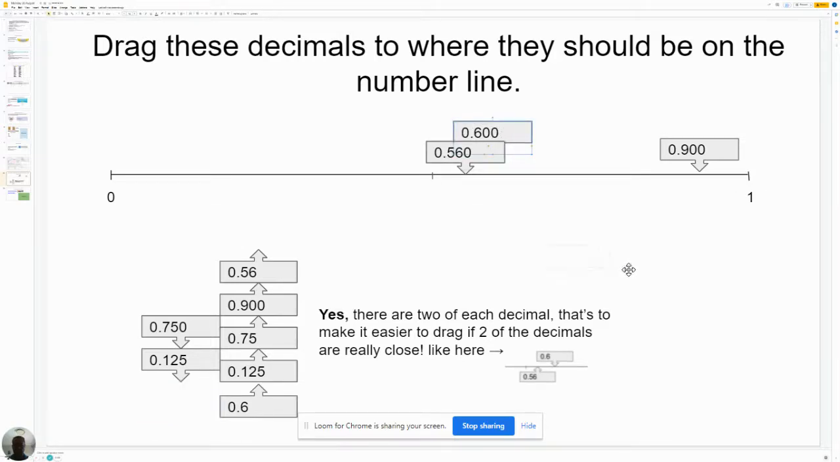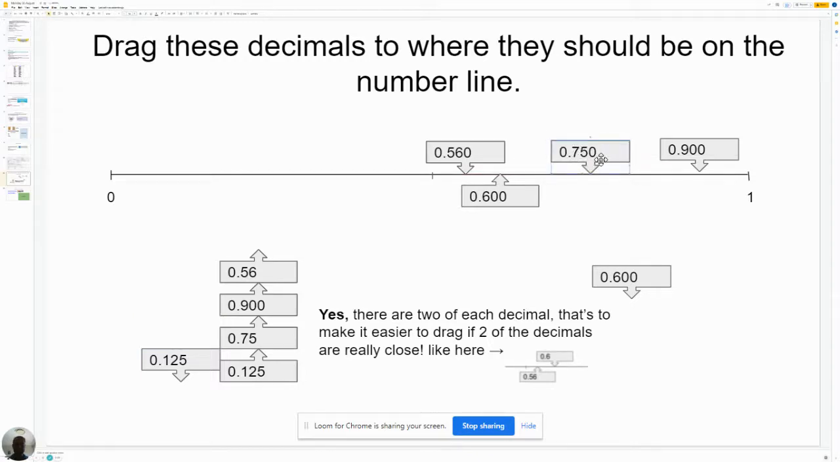Oh, or I could just do what I told the students to do and use this one. 0.600, 0.6. 0.750 is closer. It's about three quarters. Well, it's exactly three quarters along, isn't it? And 125 out of 1,000 is quite small. And there you have it.